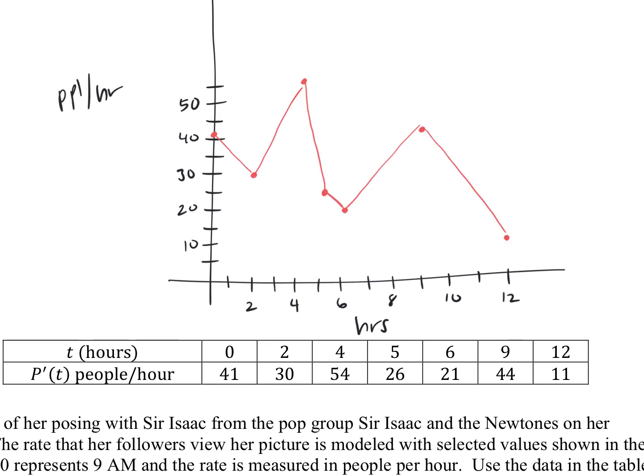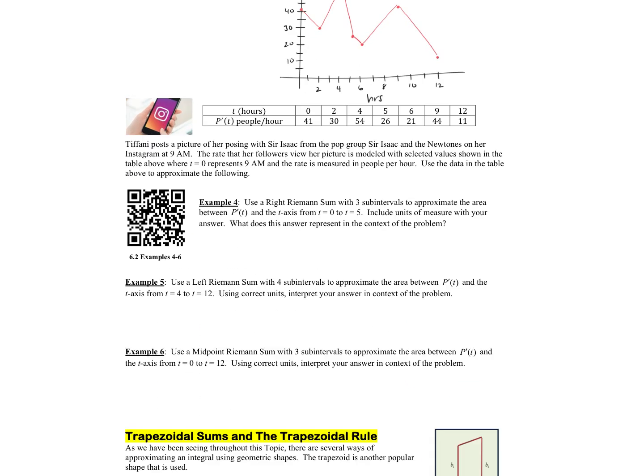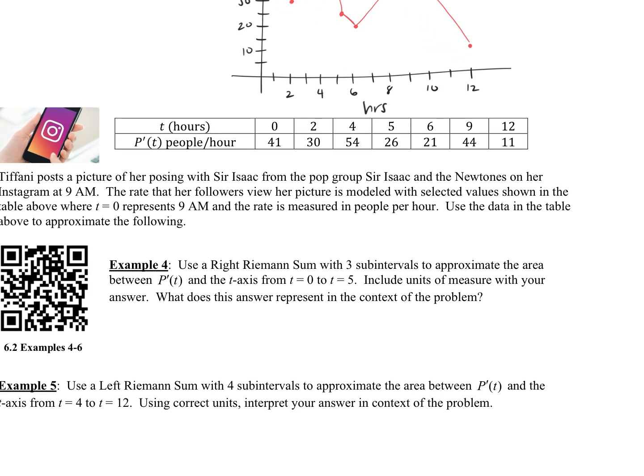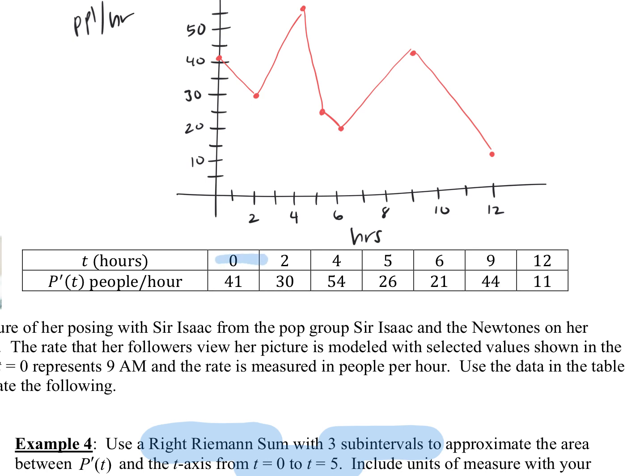All right, so here's our graph of, at certain points of time, t hours after 9 a.m., how many people had viewed her picture. For example, it says use a right Riemann sum with 3 subintervals to approximate the area between 0 and 5. So I'm only looking at these first 4 x values, from 0 to 5. And I want 3 subintervals.